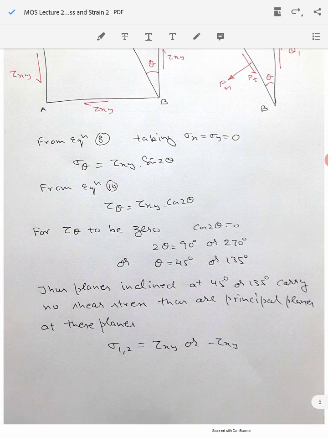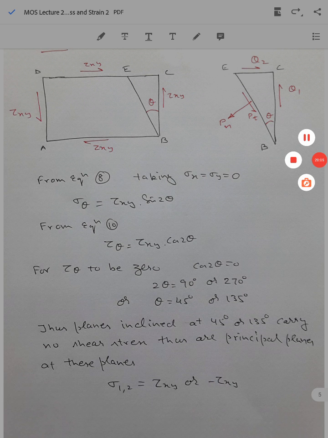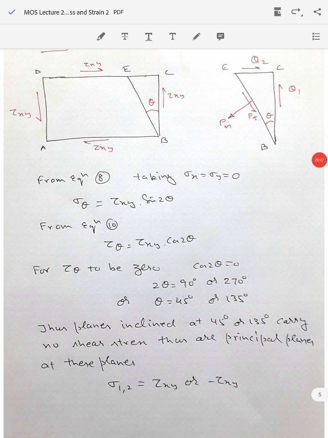In our next class, we will do some numericals on this portion, and we will also discuss a graphical method of finding the principal plane and principal stresses, that is called Mohr's circle.